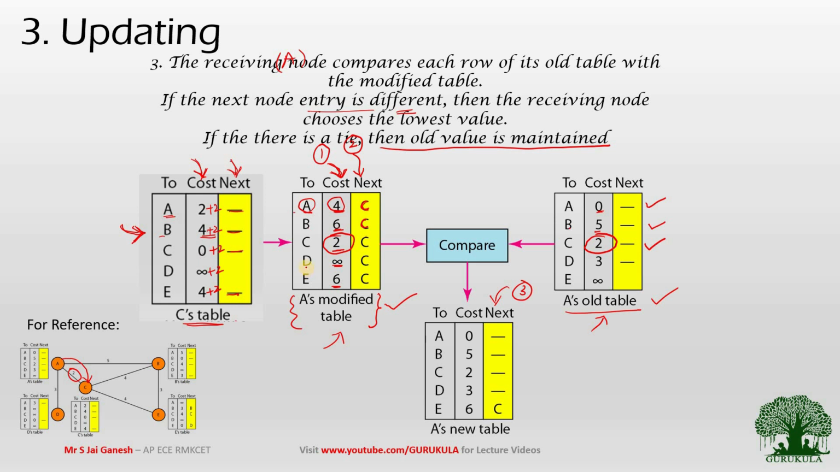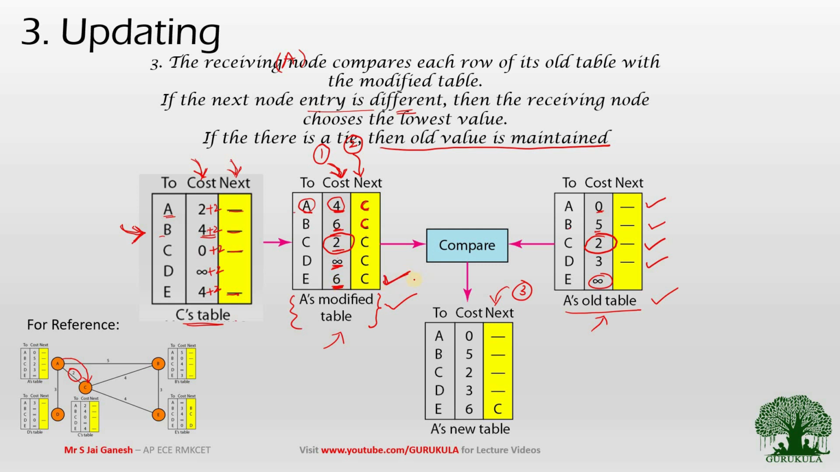And earlier, A cannot reach D via C, but we already have an entry here. So comparing these two values, infinity is higher than 3, so the lowest value, 3, will be selected. And then finally here you have 6, and here you have infinity. When comparing these two values, infinity is the higher value, so we will always choose the lowest value. We will choose 6 over here.